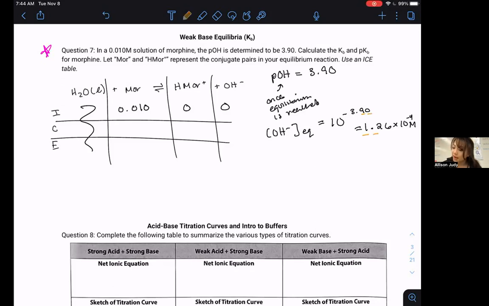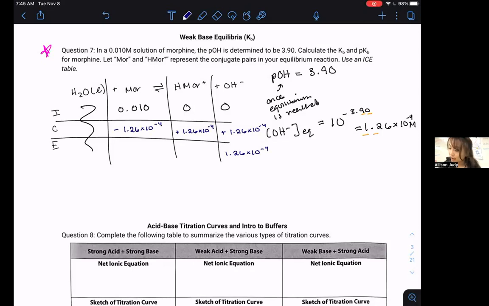Okay. So now that I know my equilibrium of OH, I can fill in more of this table. I know that my equilibrium for OH is 1.26 times 10 to the negative 4, which means that I have had a change of 1.26 times 10 to the negative 4, which means that in a 1-to-1 molar ratio, I've also had an additional 1.26 times 10 to the negative 4 HMOR, conjugate acid morphine, which means stoichiometrically speaking, I have used up 1.26 times 10 to the negative 4 molarity of the original morphine in solution.